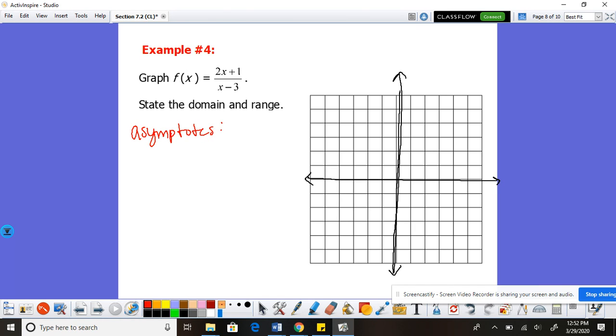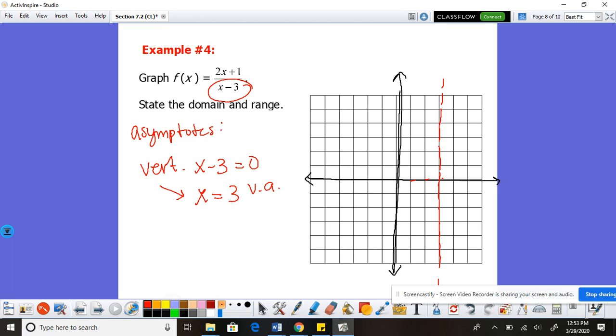All right, so if I want to find my vertical asymptote, remember my vertical asymptote is when the denominator equals 0. So I could say x minus 3 is equal to 0. Solve for x, I get x equals 3. Okay, so this is my vertical asymptote. So x equals 3, 1, 2, 3. Here's my vertical asymptote. That's supposed to be a dotted line, can't really tell.